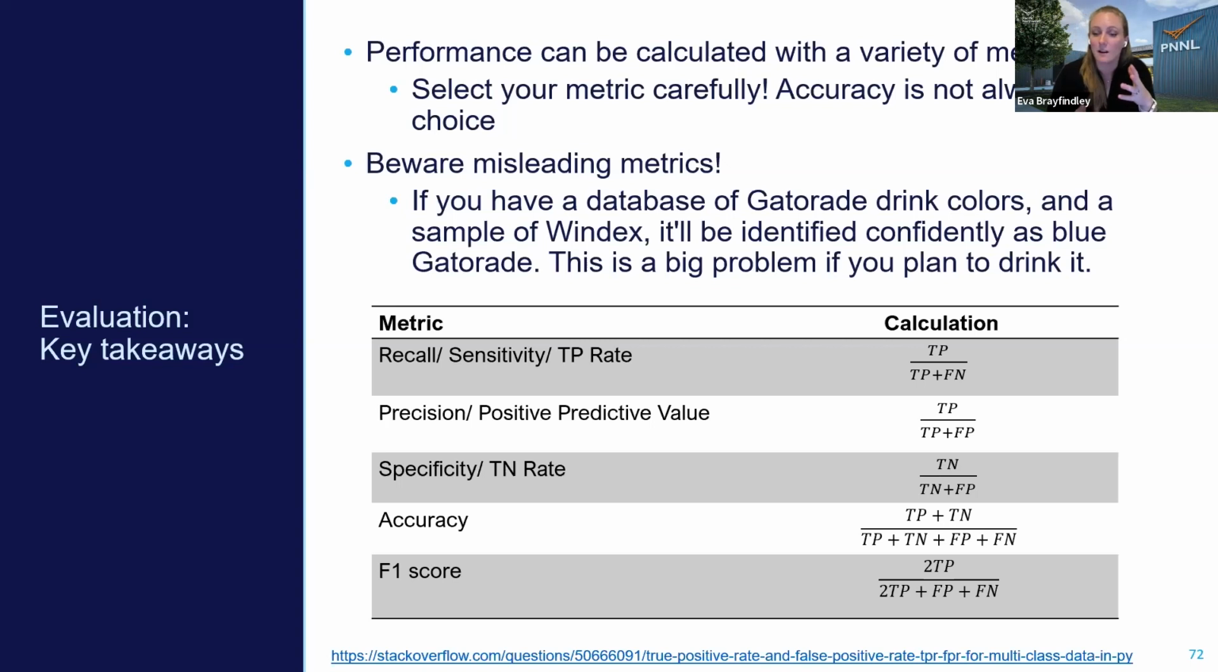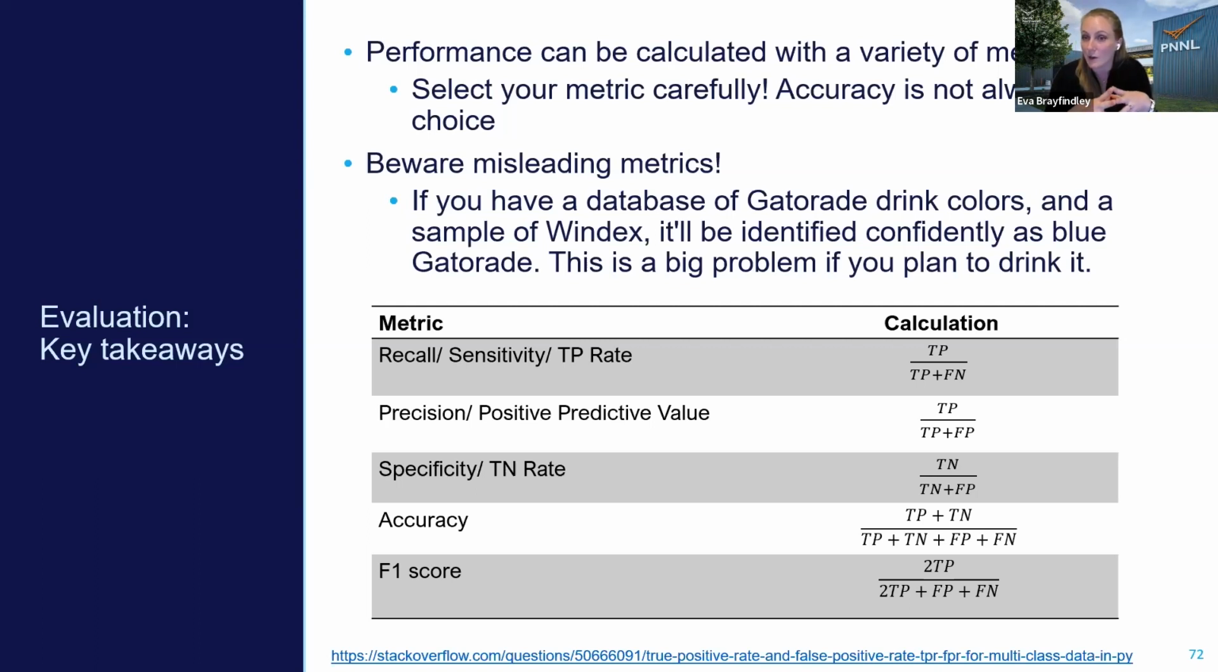But there are lots more. There are even more than what's on this table. There are tons of metrics that you can choose. So select your metric carefully. Accuracy is not always the best choice and is often not the correct choice for you. Do beware of misleading metrics. Metrics don't tell you the whole story.